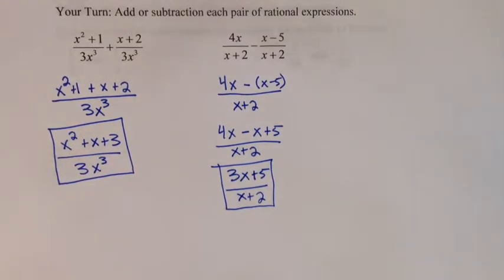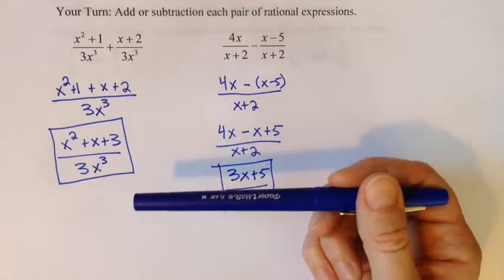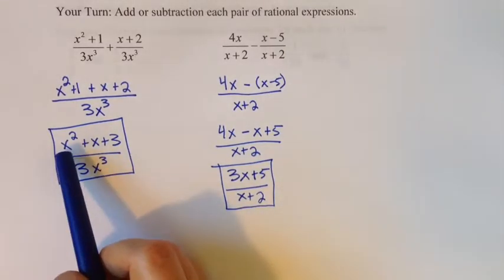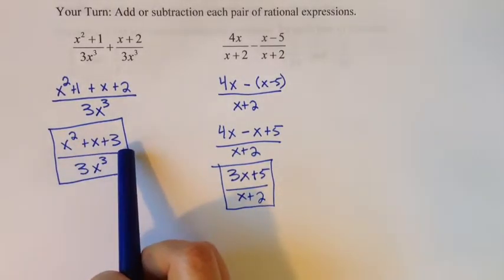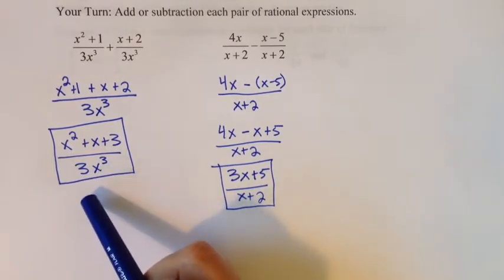Now I should look at my answer and see if it's possible to simplify it. That is, look to see if there are any common factors between the numerator and the denominator. I noticed two things. First, even if I factored x squared plus x plus 3, I wouldn't get a single 3 or a single x out to be able to cancel. So I'm probably not going to be able to cancel anything here.